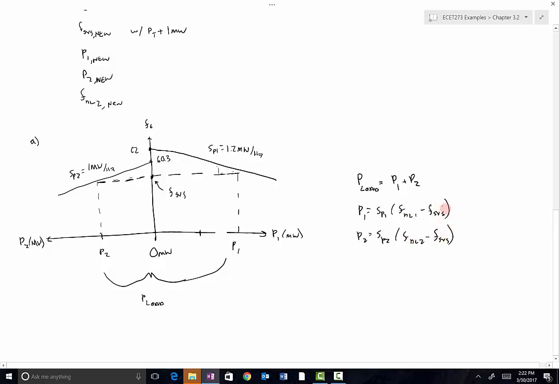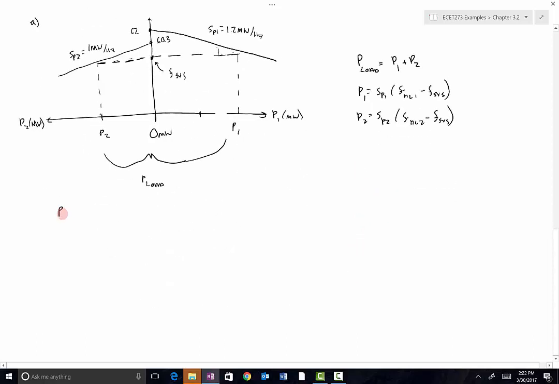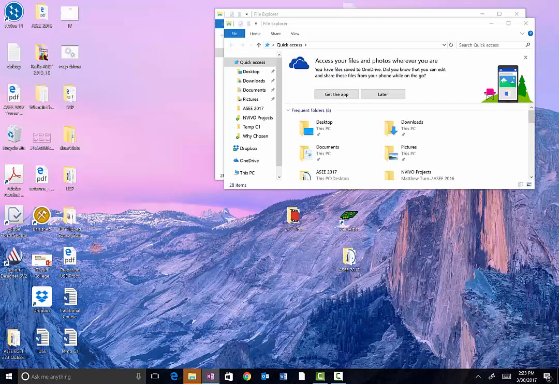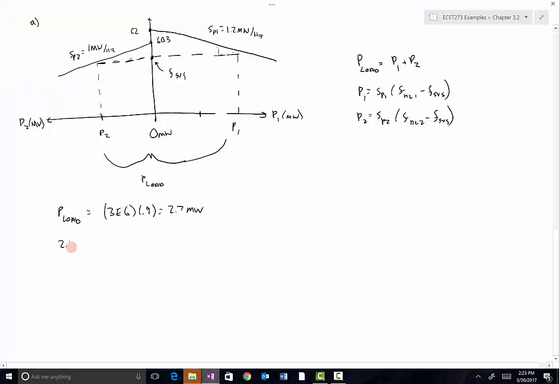So we can just, in essence, write the equation by substituting these into these right here. So P load from the problem statement was 3 megavolt-amps, had a power factor of 0.9. That gives me 2.7 megawatts of real power. Remember, these plots, frequency droop characteristics, are just in response to watts. So we say 2.7 megawatts is equal to P1 plus P2.